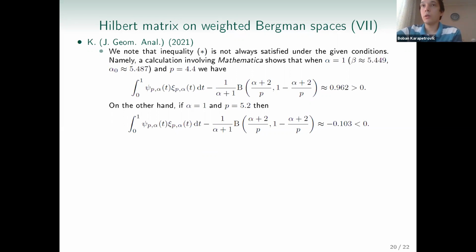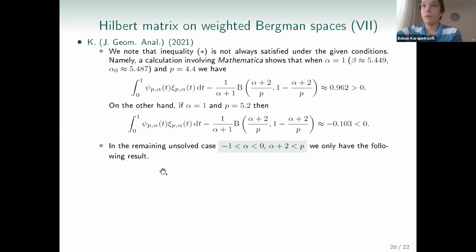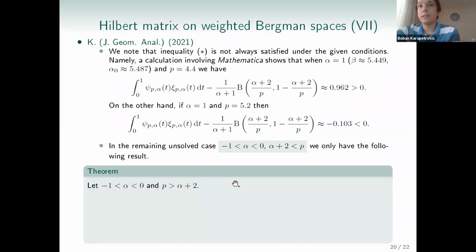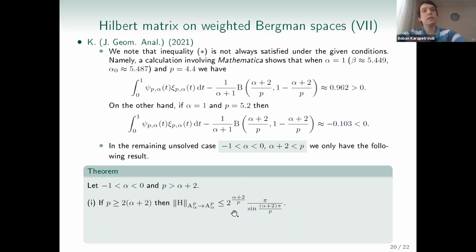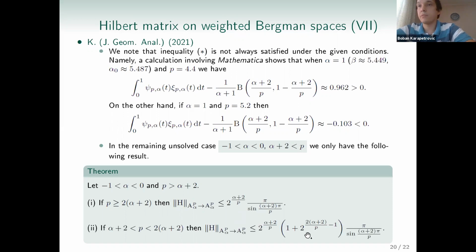And that is all in the case when alpha is greater than 0. In the remaining unsolved case, when alpha is negative, in the whole range, when p is greater than alpha plus 2, we only have the following result with these less precise upper bounds. So when p is greater or equal than 2 times alpha plus 2, we have this upper bound, and in the remaining case, we also have this less precise upper bound.